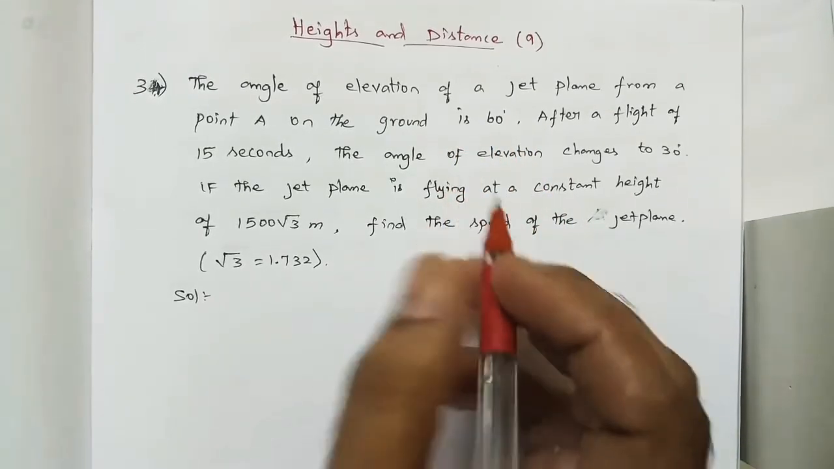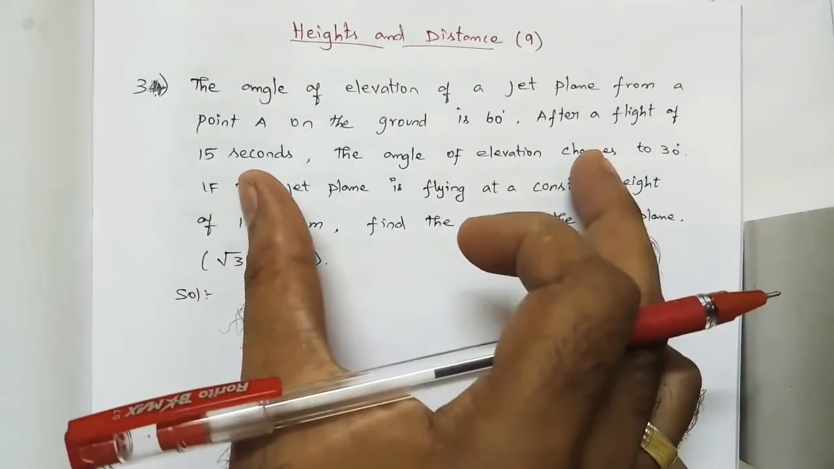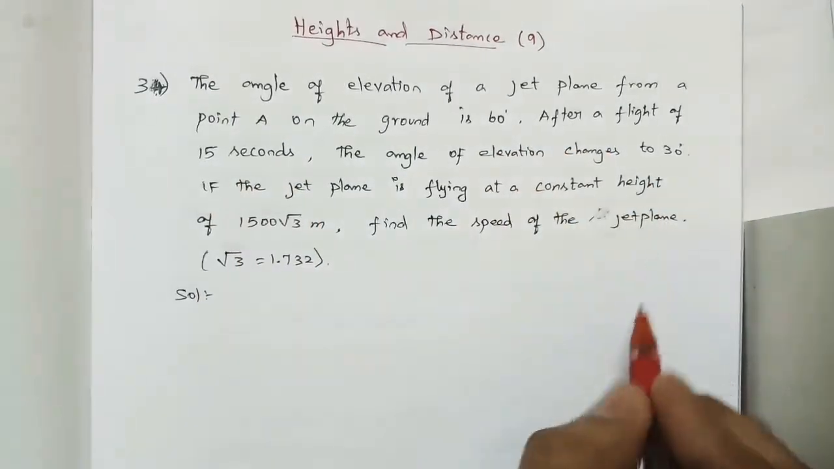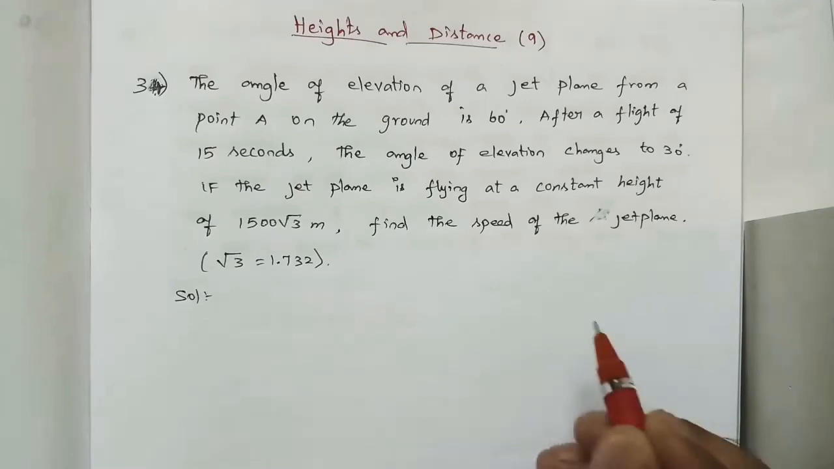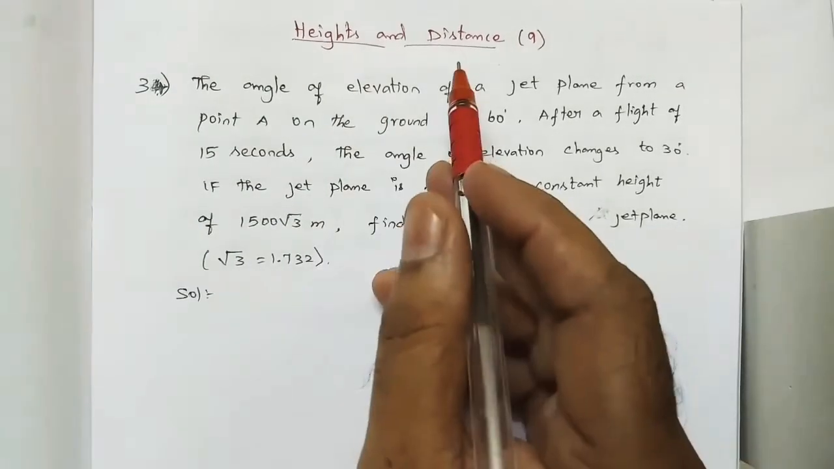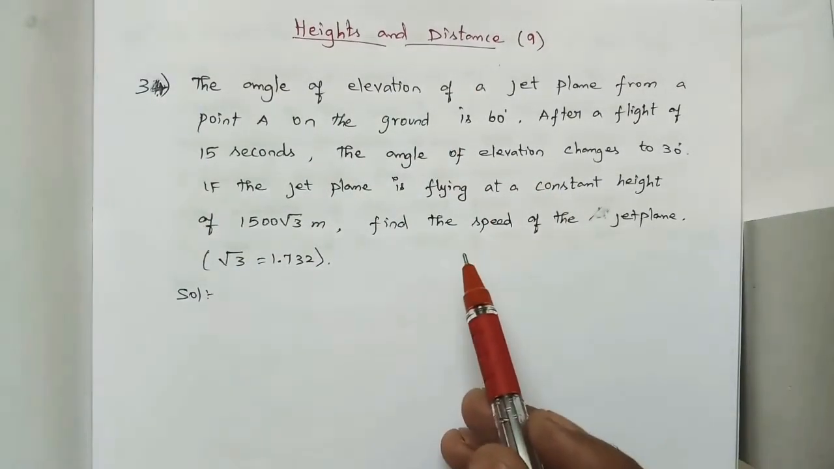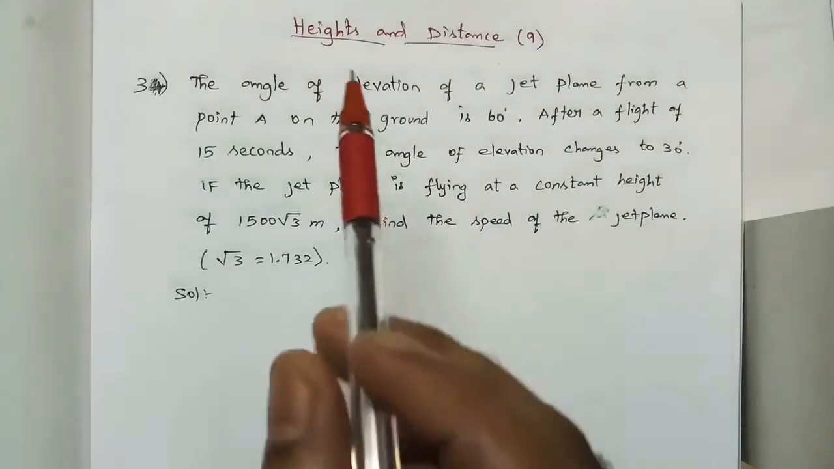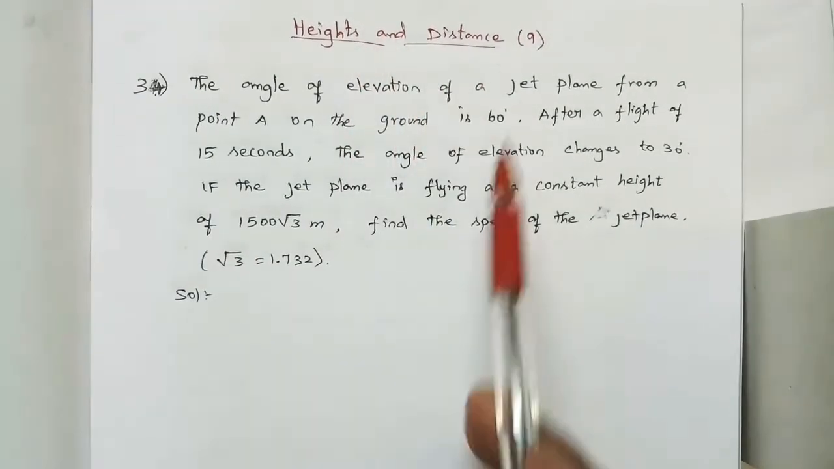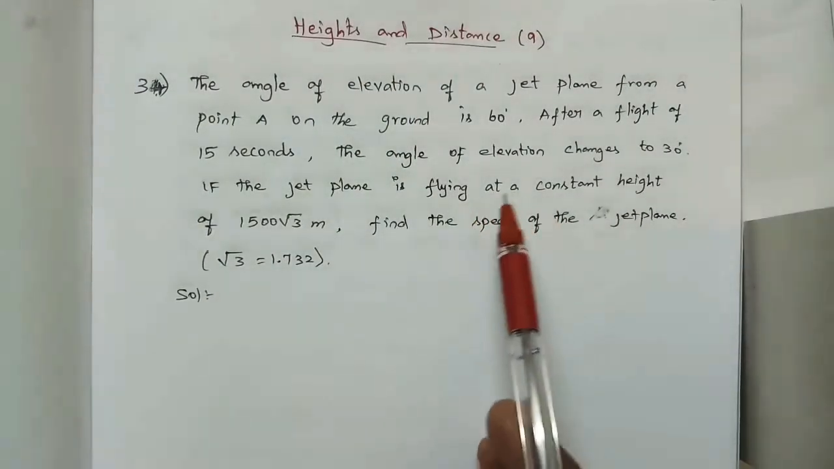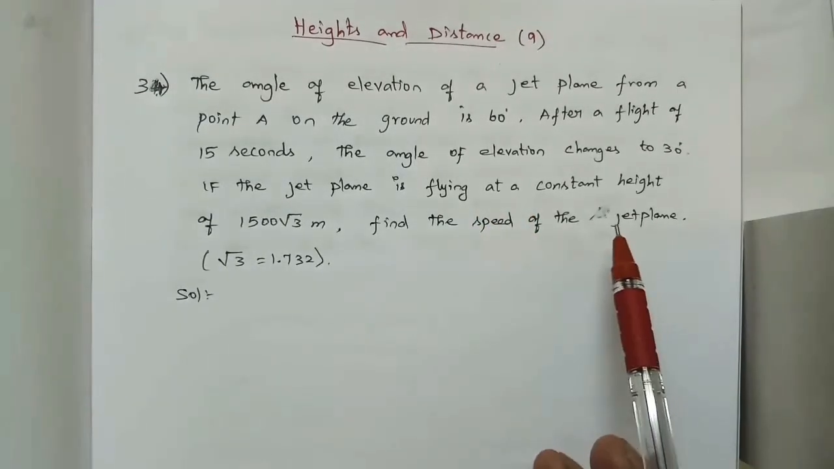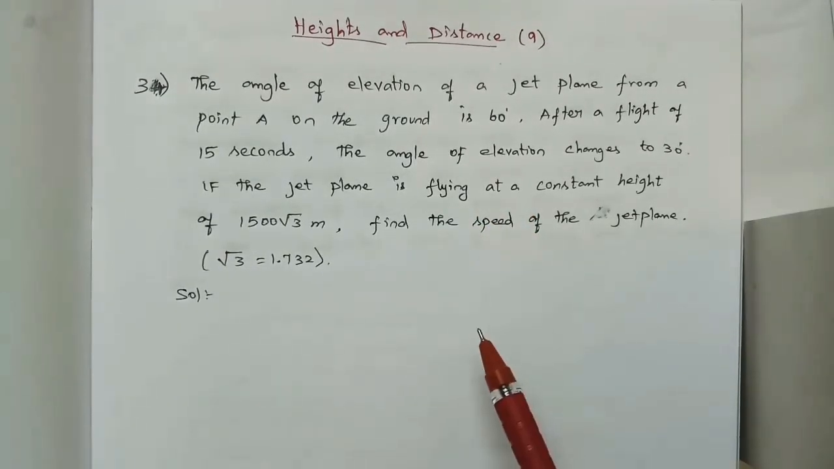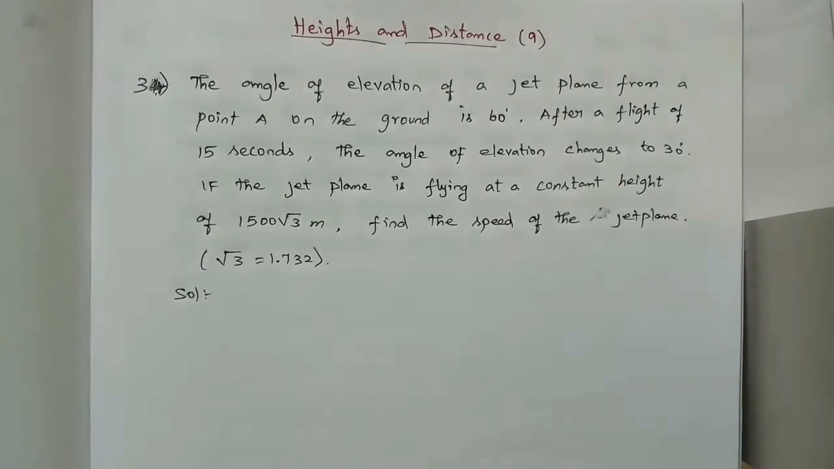But before that, this is an application of trigonometry. By reading the question we have to picturize it, and after that we are going to find height and distance. Today, with the help of heights and distance, we are going to find the speed of the jet plane. So how are we going to find that? We are going to see.